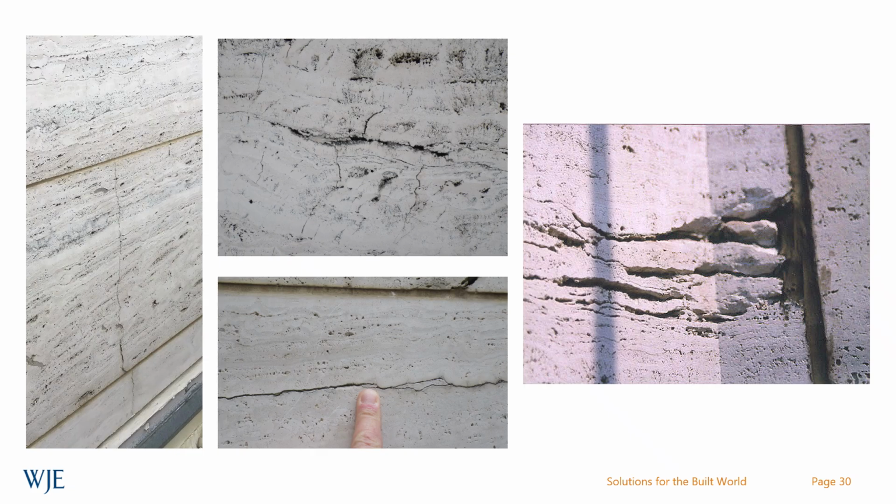Here you see one of the tricky things with travertine panels, where you have natural inclusions which may have the appearance of distress or cracking versus actual distress or cracking that could result from embedded steel anchorage corroding over time.